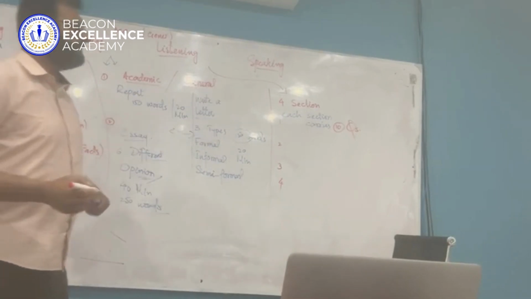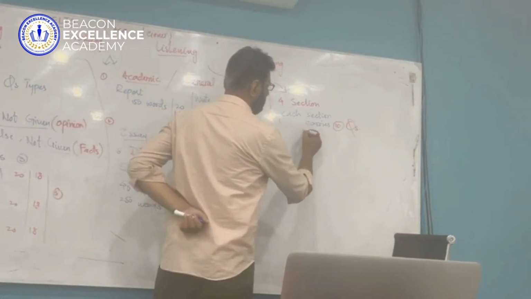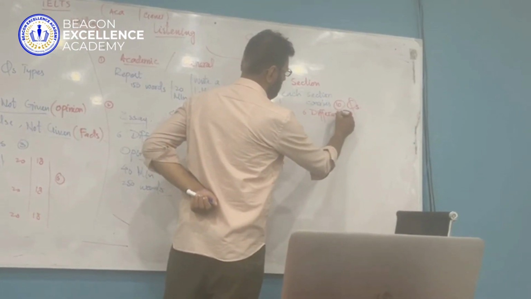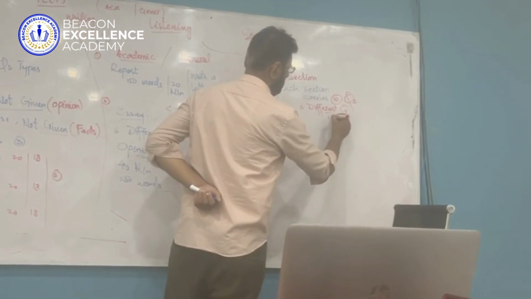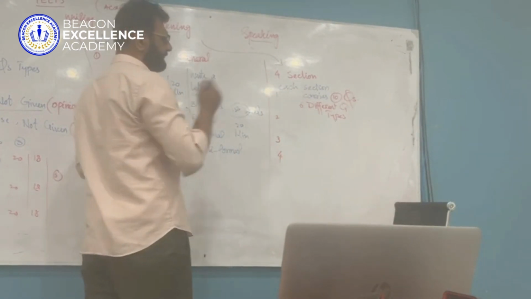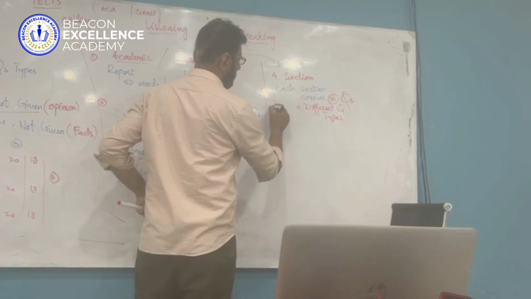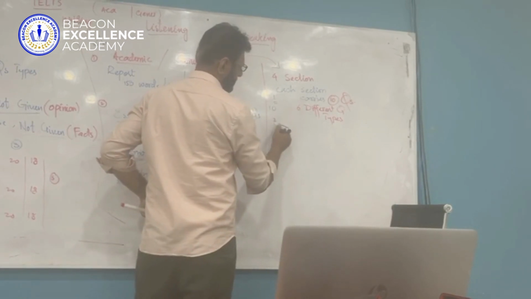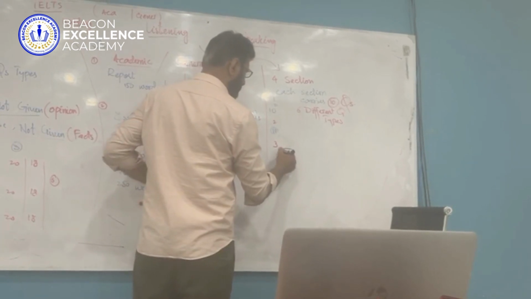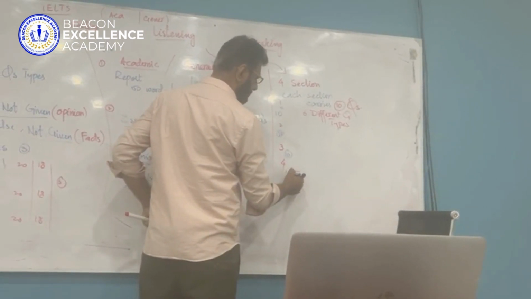Now here we have 6 different question types. So the first section, 10 questions. The second section, 10 questions. The third section, 10 questions. And the fourth section, 10 questions.